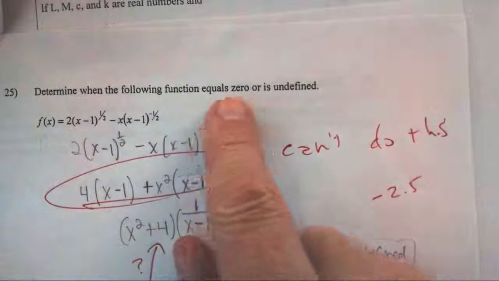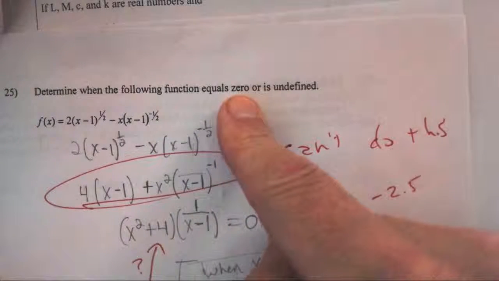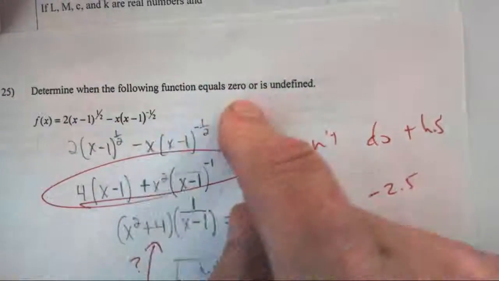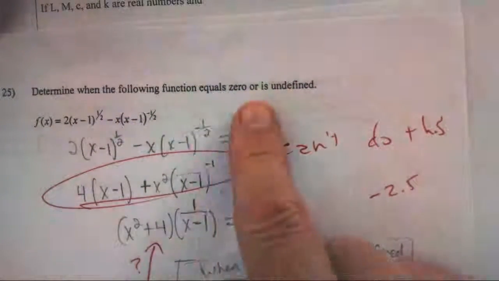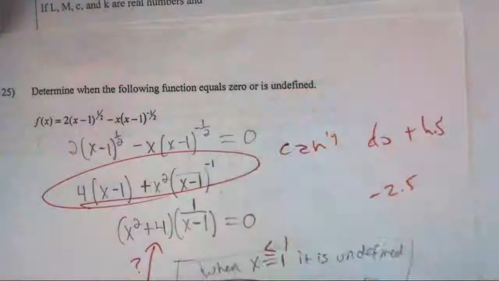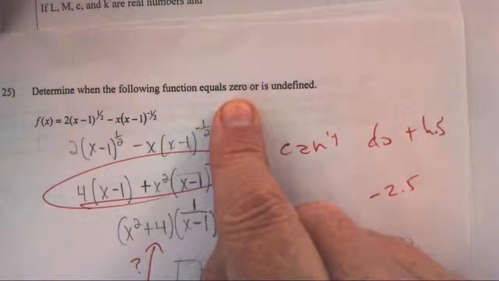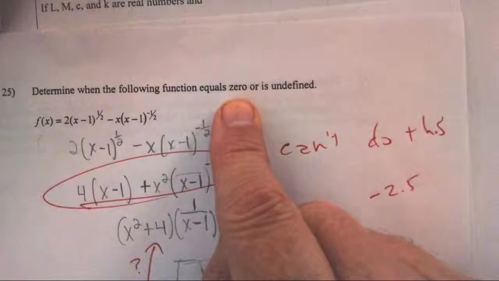Determine when the following function equals 0. I'm looking for 2 here. That's when it equals 0. You have to go through some work to come up with that. If you got it off your calculator, I'm not interested. And then it says or is undefined. So does that mean or? I'm either going to find out when it's 0 or I'm going to state when it's undefined. Or does it mean I'm going to do both?